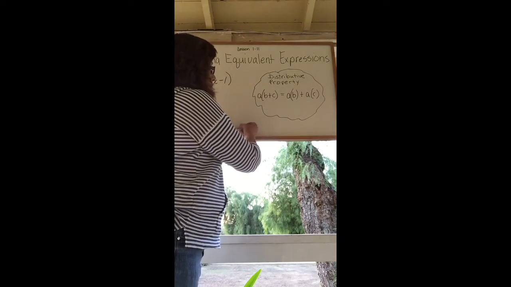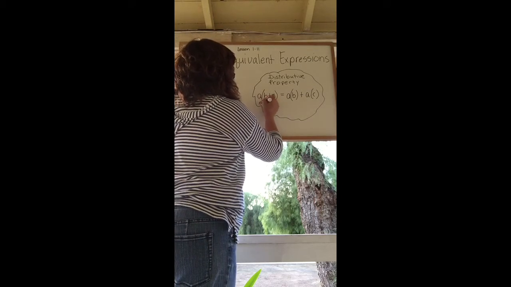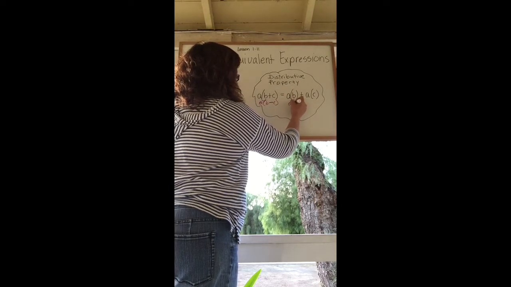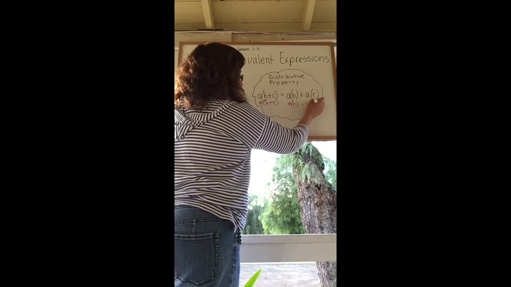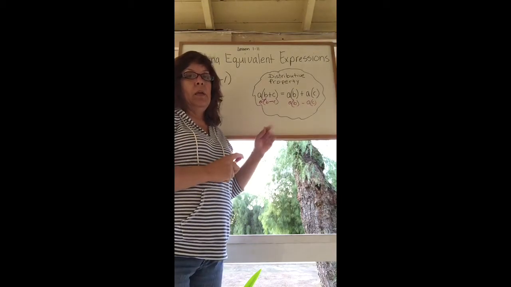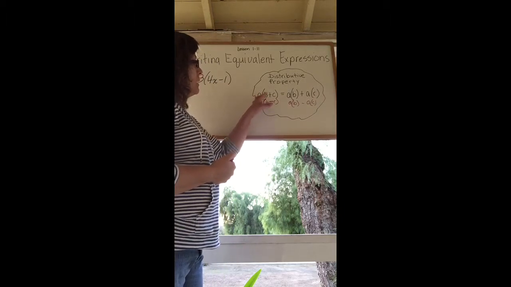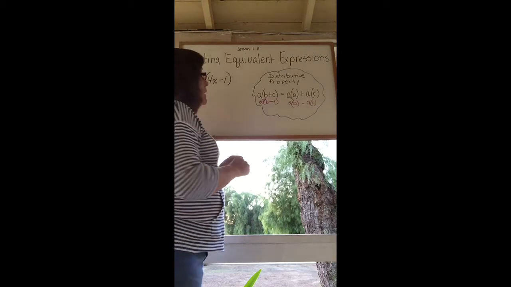If these were subtraction, it would be exactly the same thing. B minus C would be the same, minus A times the quantity of C. So it doesn't matter if it's subtraction or addition. You can distribute the A to both terms inside of the parentheses, and that's what we're doing here.